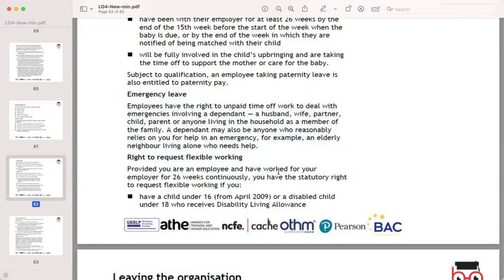Right to request flexible working. Furthermore, employees who have continuously worked for their employer for 26 weeks and are parents of a child under 16 from April 2009, or have a disabled child under 18 receiving disability living allowance, are entitled to request flexible working. So this statutory right enables employees to seek flexible work arrangements to better balance their work and family responsibilities.